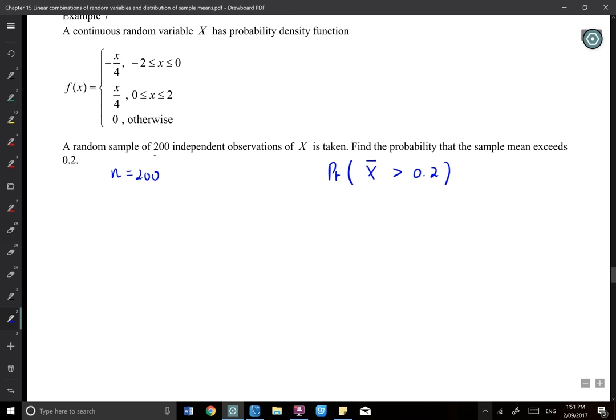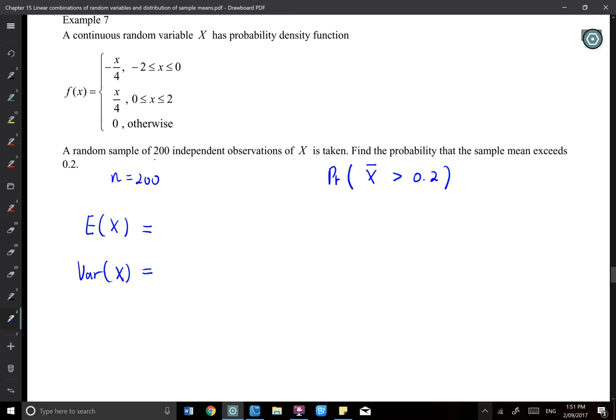But x bar is normally distributed, remember that? And I need to find the mu and standard deviation for f(x), for the random variable x. So can you help me find the expected value of x and the variance of x for that function? That's methods. How do you find expected values? Let's forget about the sample mean. Just, what's the expected value of x, and what's the variance of x? It's a little bit harder than methods, but you should be able to do it.